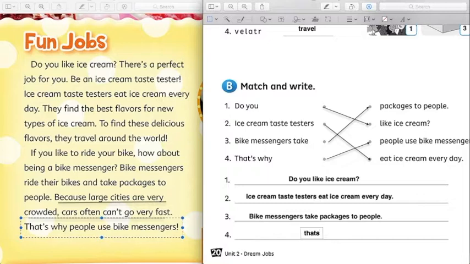So that's capital T, big T. That's why people use bike messengers. Sweet. So I hope you guys are able to find those sentences correctly. That way you can make sure you are able to read other words and other new sentences. So that's really great.